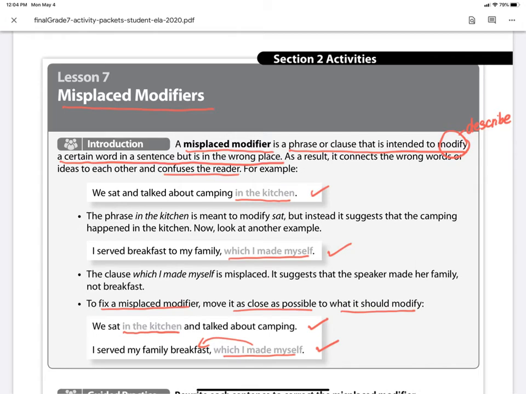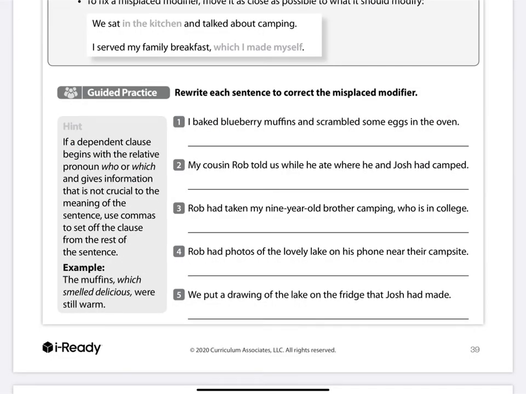Okay, now let's look at the next slide. This is the one that we need to correct today. Correct the misplaced modifier. So I will help you with number one.